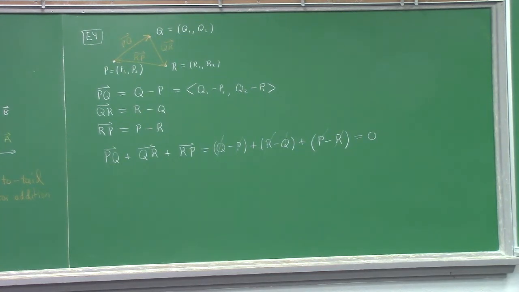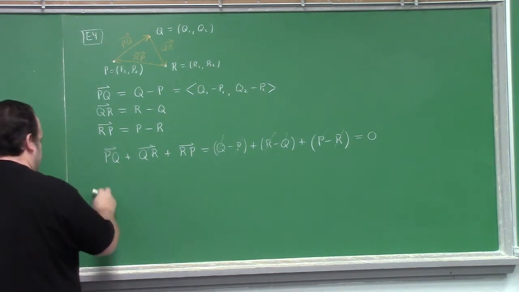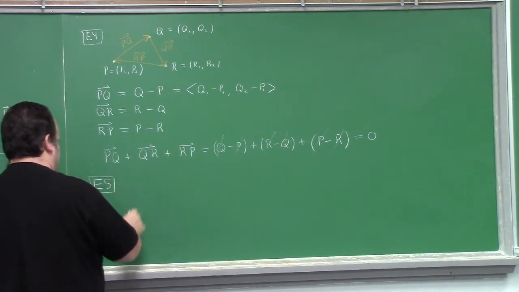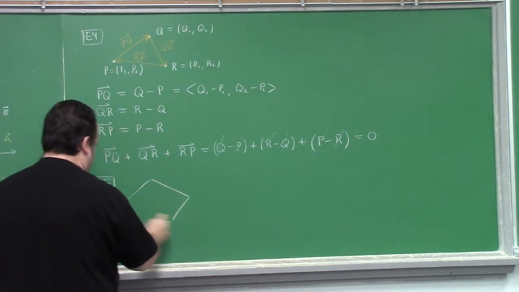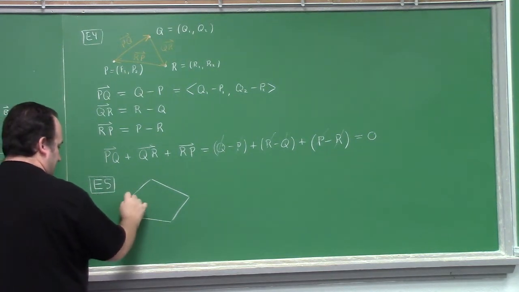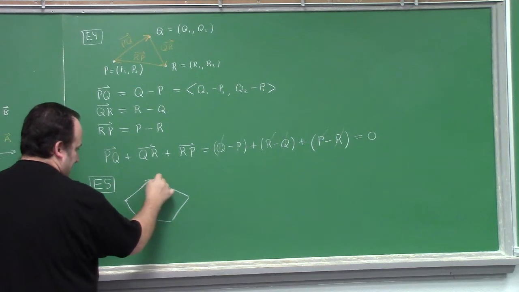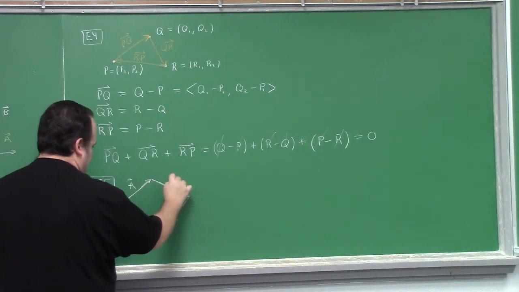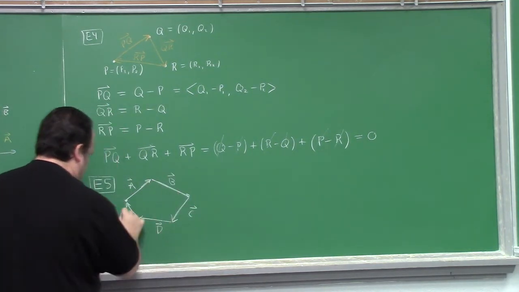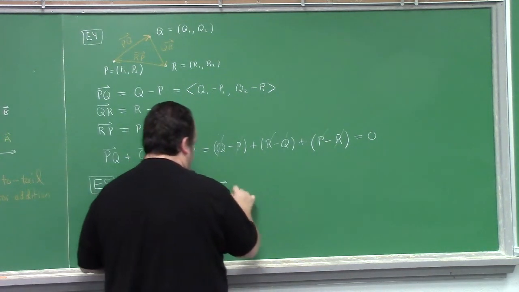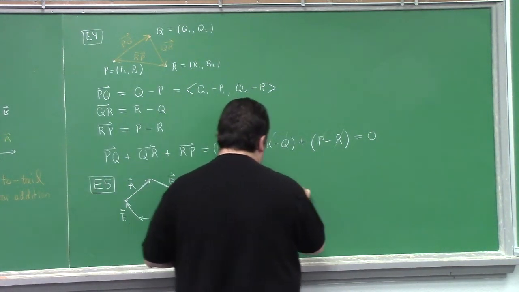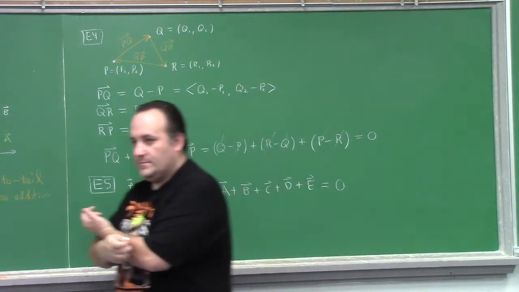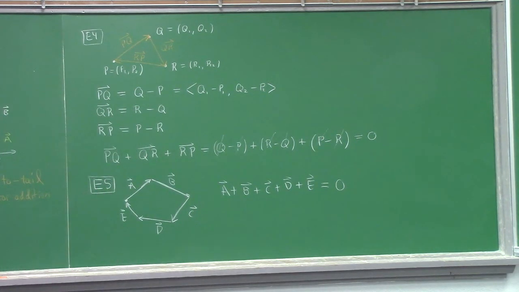So this is part of a more general theorem. If you take the vectors which surround any closed geometric shape that has flat sides, it could be this, whatever. If I take this vector, plus this vector, plus this vector, plus this vector, plus this vector, say A, B, C, D, E, then A plus B plus C plus D plus E is 0. So it's just a fun thing to think about.